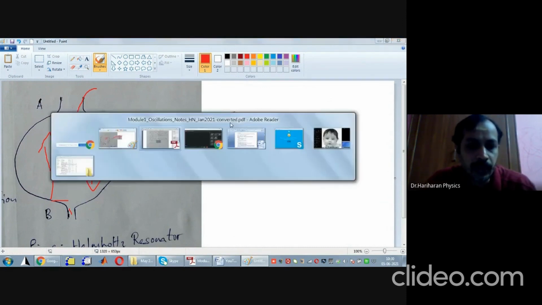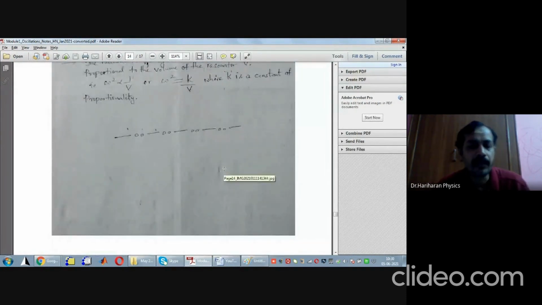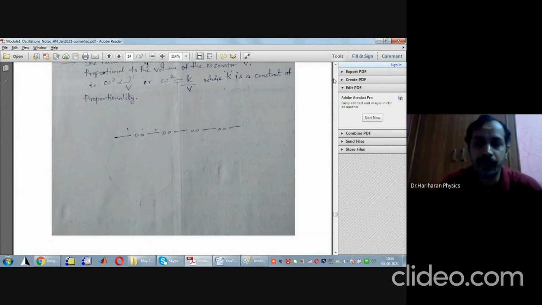Okay, so this is briefly this. In the next class we will move on to solving problems related to the Helmholtz resonator. Therefore this completes almost the entire theory along with mathematical derivations as far as the oscillations and waves chapter is concerned. Next class we'll move on to shock waves. Okay, so I will stop here.